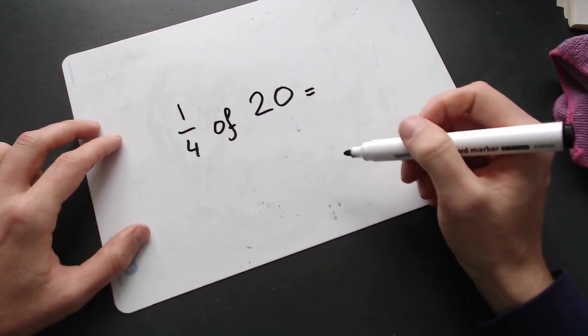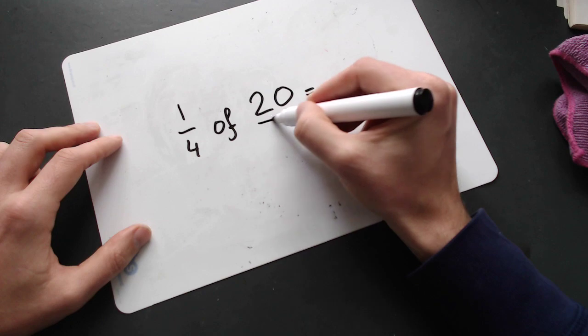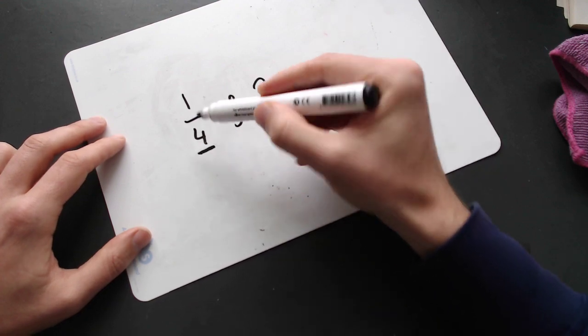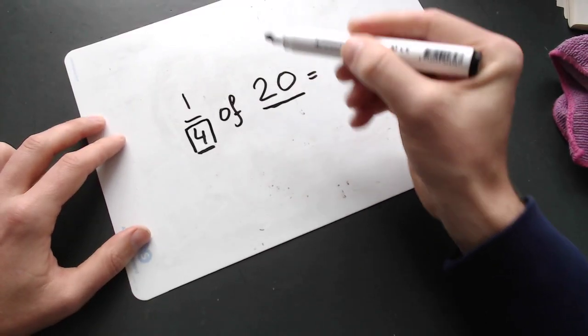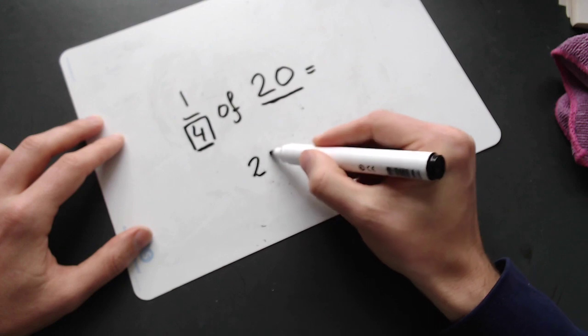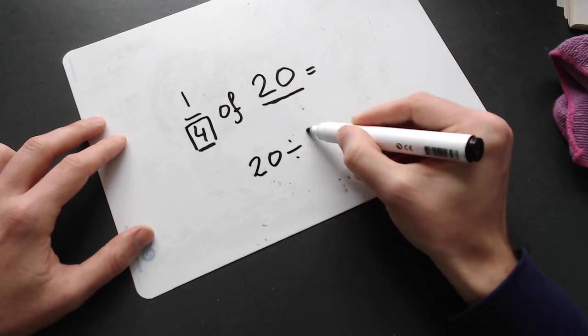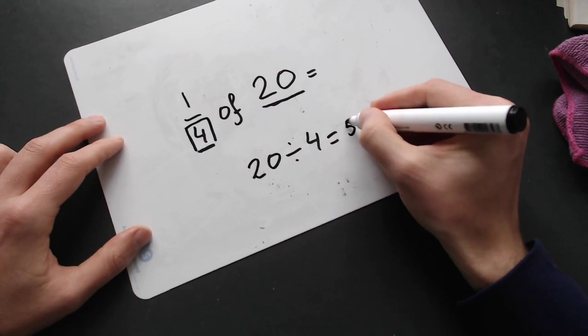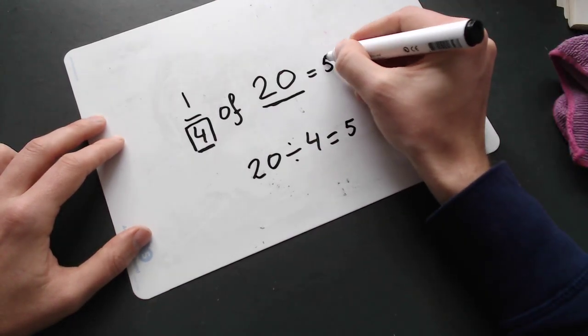First I'm going to look at, okay, I have 20, that's my total number, that's the whole number. But I only want a fraction of the class to go outside. I only want a quarter to go outside. So my denominator is 4, so I'm dividing it in groups of 4. So 20 divided by 4 equals 5. So my answer is 5.